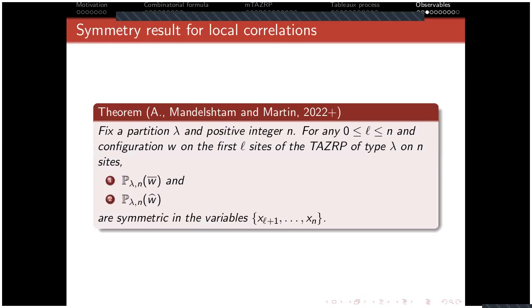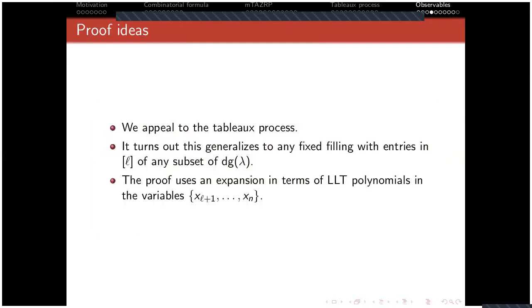And so our theorem is that the probability of observing this configuration in both cases is symmetric in the variables x_{L+1} through x_n, the last sites. Okay, so for any L and any content W, these are symmetric polynomials, symmetric functions in the last variables. And we have not seen any result of this type. And the proof is highly non-trivial. It uses some bunch of polynomials.